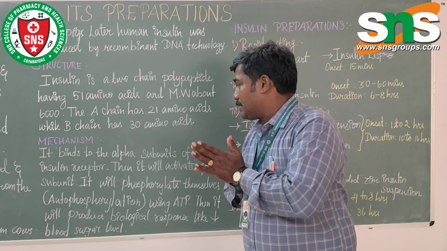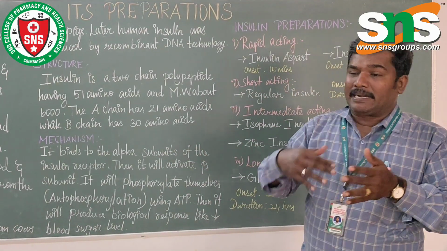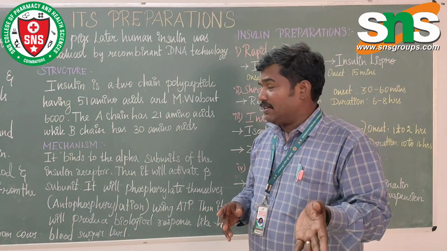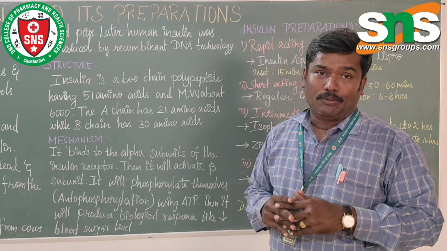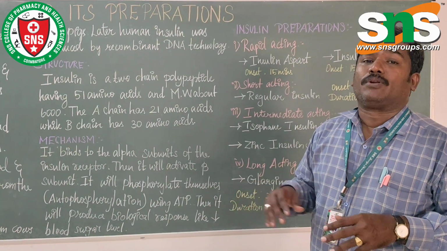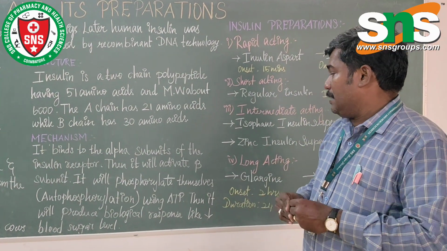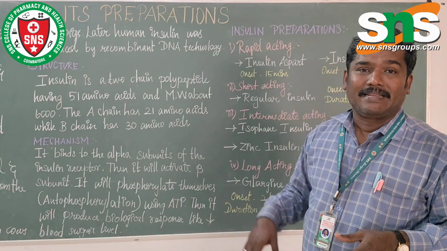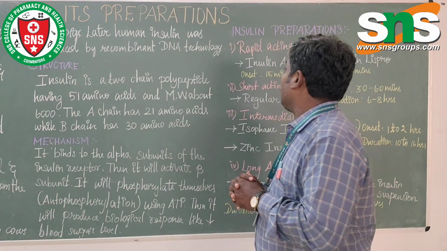So what is the mechanism behind this? The insulin will bind with the alpha subunits and activate the beta subunits, and it will phosphorylate itself. That is known as autophosphorylation, and it uses ATP. So this results in a decrease in the blood glucose level.